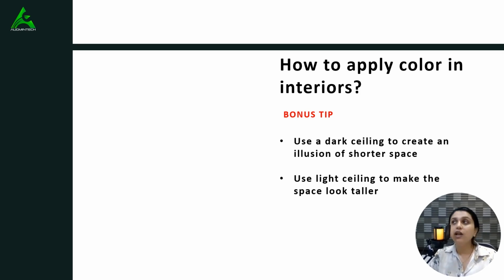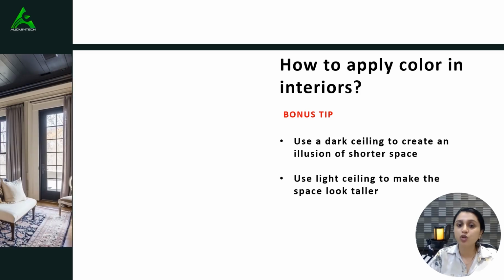Now, if you have a space which is say only 7 feet high, and you want to create the feeling of it being larger, what do you do? You make the ceiling light. You use a very light tone for your ceiling. You add lots of light and the space will start to look tall, right?